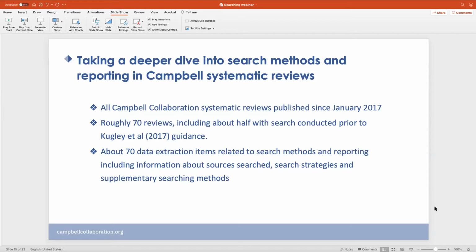So one thing we'd really like to look at is whether or not reviews that reference this document or that conducted searches after the document was published present any kind of improvement in the conduct and reporting of searches. We also have about 70 data extraction items that we are going to be recording. This includes items about the sources that were searched, details about the search strategy, information about supplementary searching methods such as web-based searching and the use of search engines, as well as other aspects of searching and retrieval.